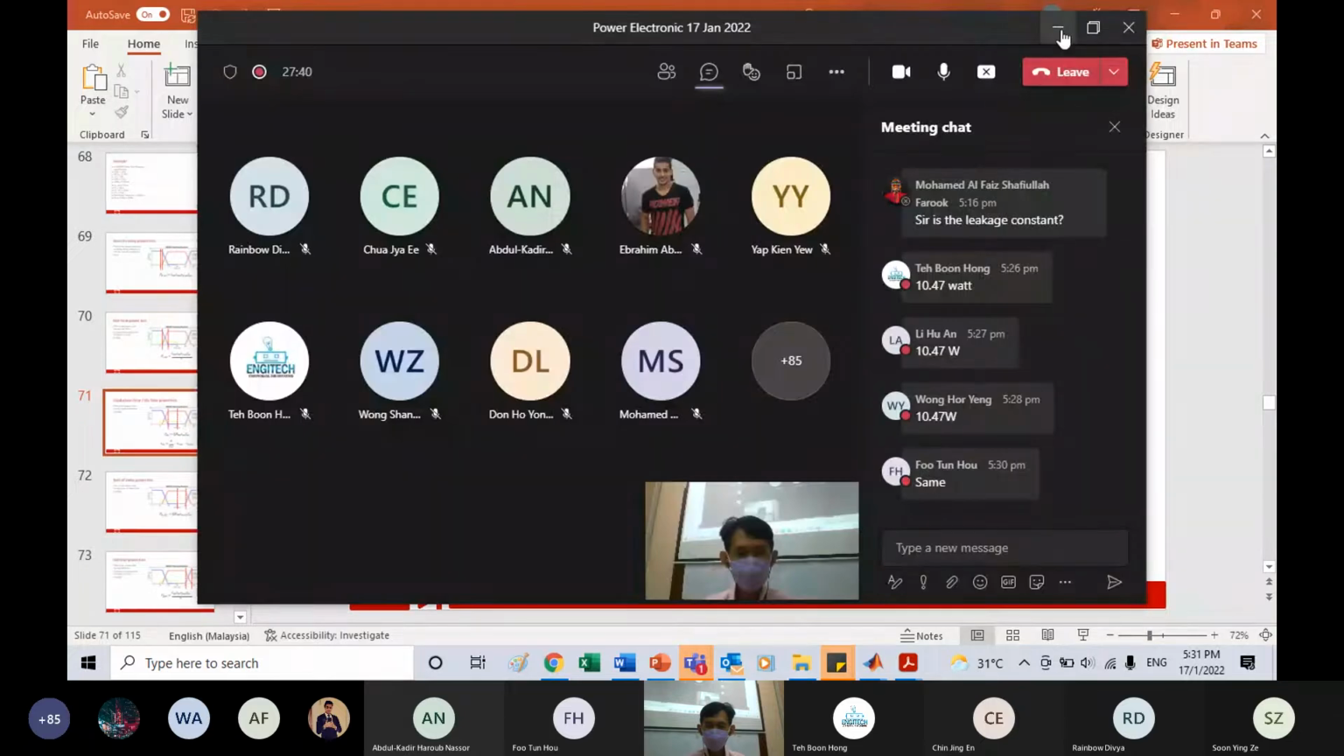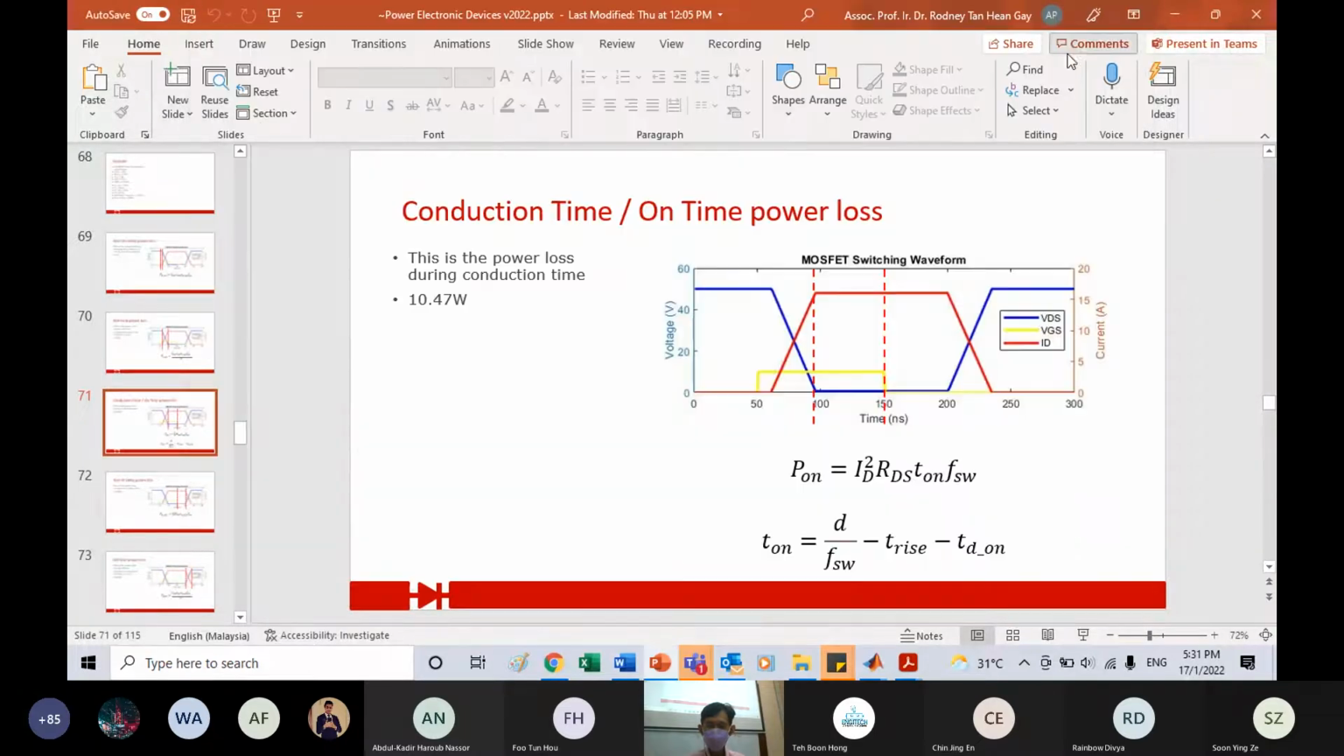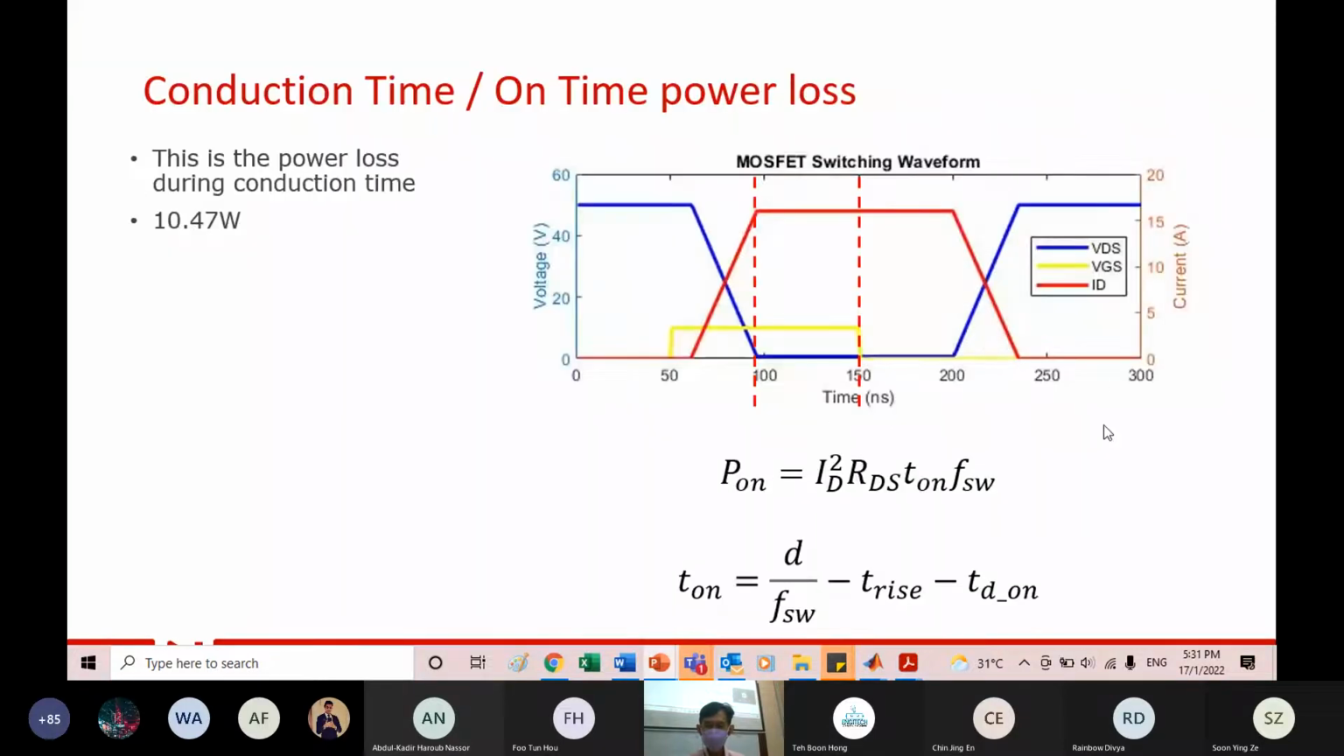Okay, I think most of you will get the same answer. The answer here is correct, so I move on. After we know the turn on time, that means when you turn on, there are power losses at the transistor due to the turn on resistance, and then it dissipates in the form of heat. So this 10.47 watt will dissipate in the form of heat.